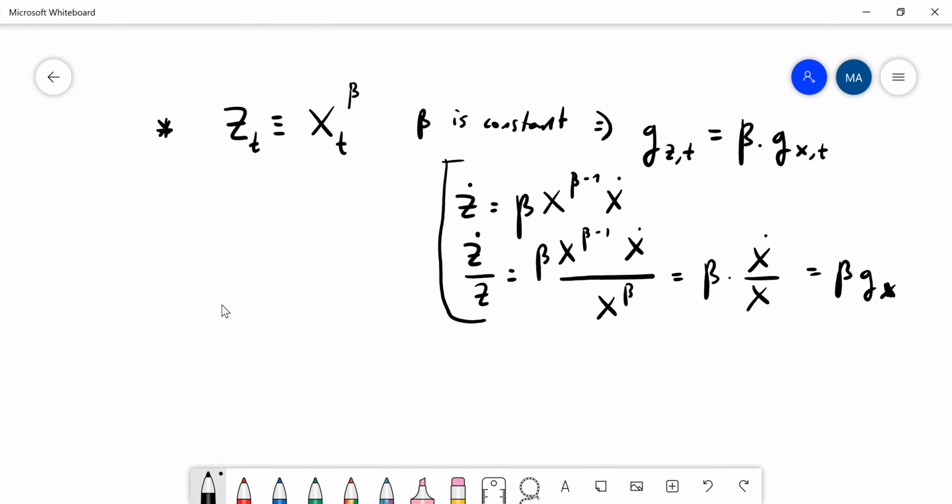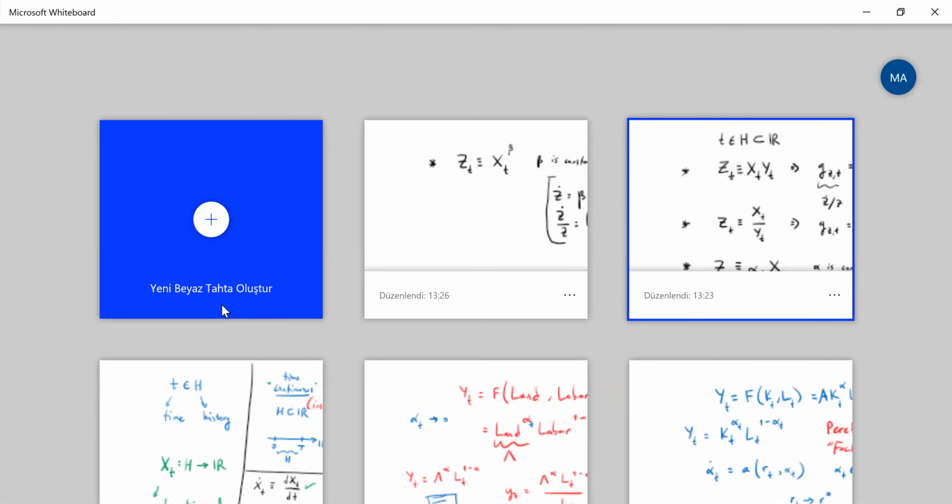Okay? Now, why are these important? Because these rules are going to be used when we are trying to obtain the growth rate of multiple variables, when the production relationships tie them together. Okay, so that's pretty important to get. And again, we're going to frequently use such rules of growth rates.